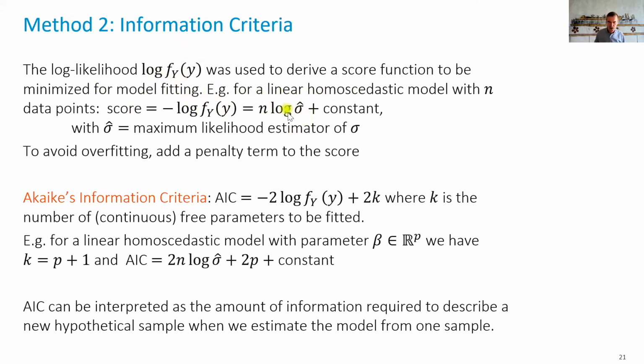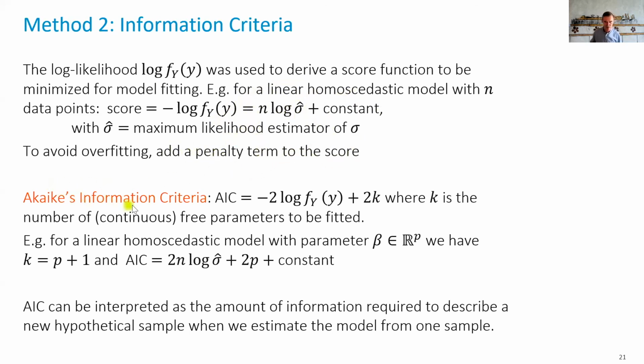For least square models, in fact, we saw that this is exactly equal to n log of the estimated residual noise square, the mean square noise, sigma hat, plus a constant that disappears in the optimization problem. So instead, if I say I have a model that can have a large number of parameters, of course, I will find the sigma hat that is as small as possible. But to avoid the overfitting, the idea is to add a penalty term.